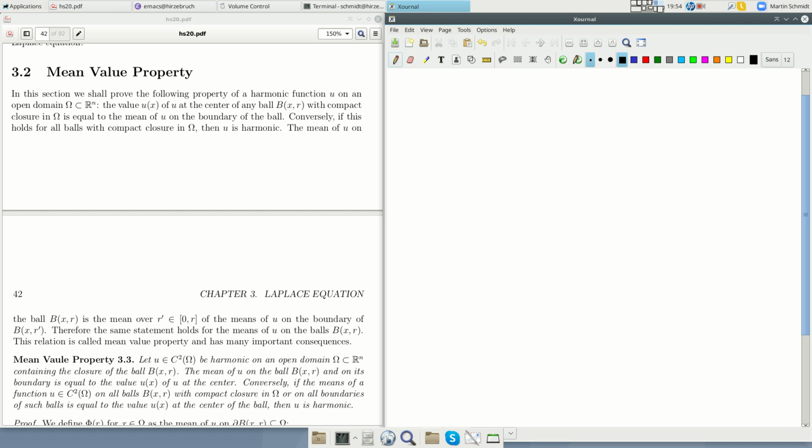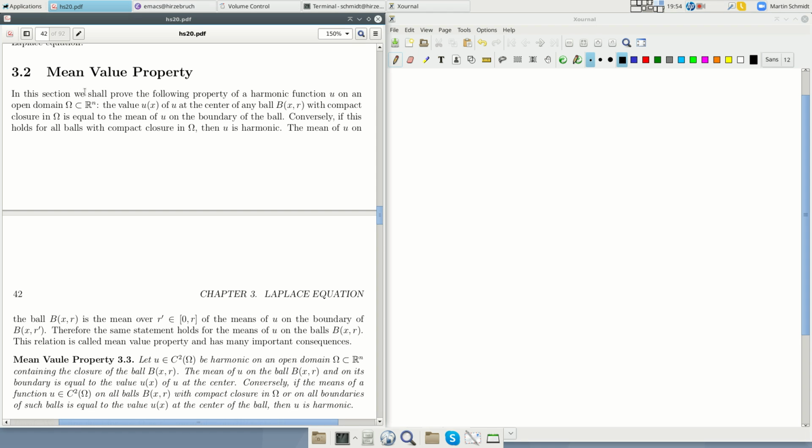In this lecture we present the first half of section 3.2. So we don't present the full section, we only present the first half of section 3.2. This section is called mean value property. In this first half we really will prove the mean value property and introduce the weak mean value property. So, what is the mean value property?